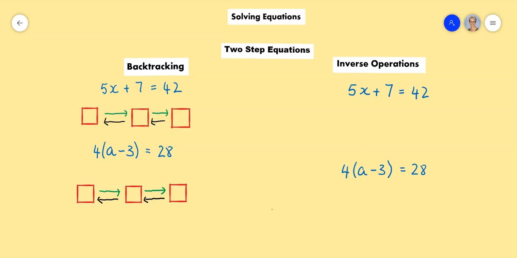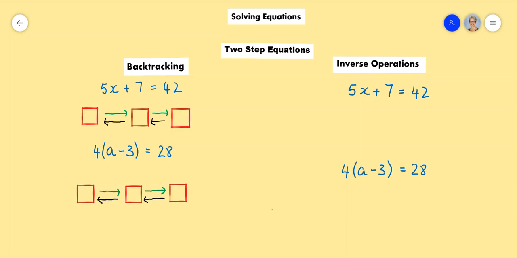In this video, we're going to be looking at solving two-step linear equations. Once again, we're going to be using our two methods of solving. We're going to be looking at backtracking using a flowchart, and then we're going to be doing the same thing using inverse operations. We have two equations here that we want to solve: 5x plus 7 is equal to 42, and 4 times (a minus 3) is equal to 28.